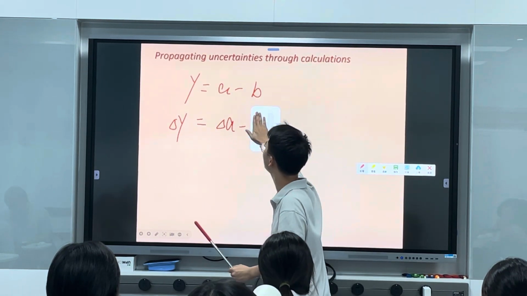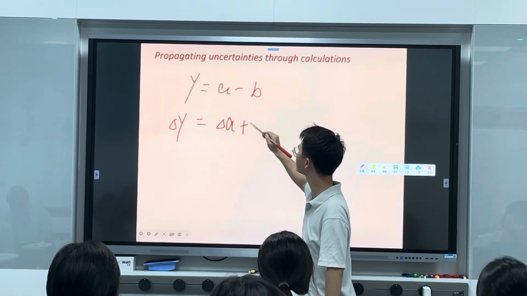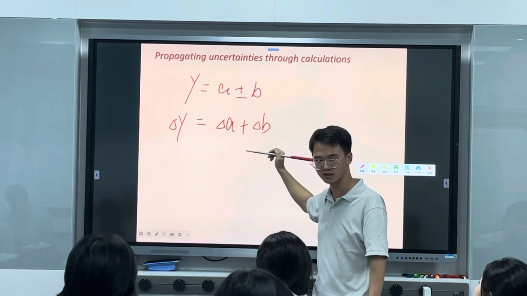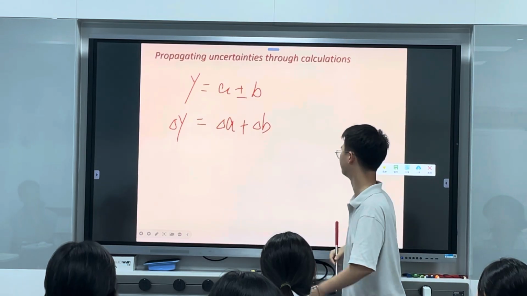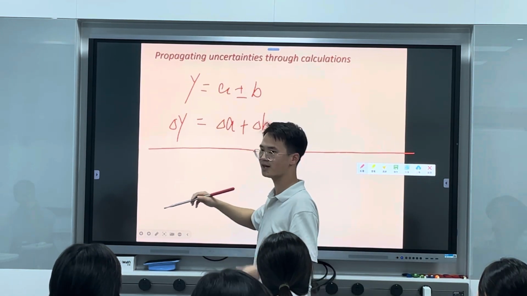So there's never minus or divide for uncertainty, only plus. So no matter if it's plus or minus, uncertainty is always plus. That's addition and subtraction. What about multiplication and division?